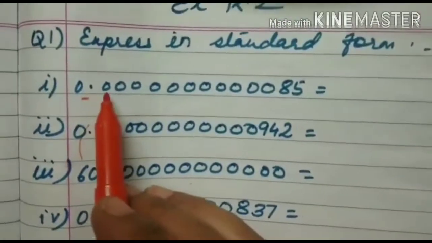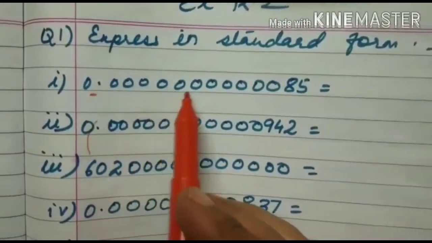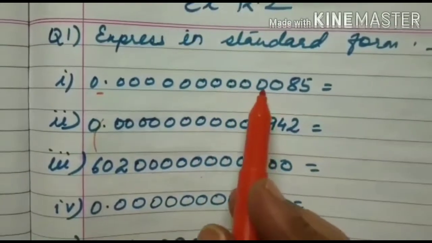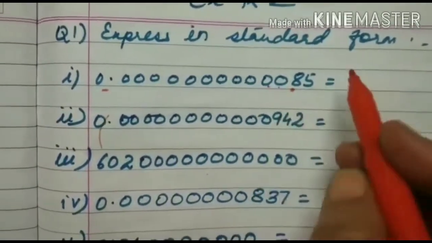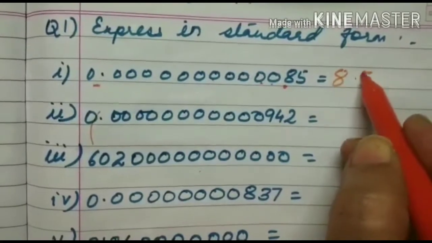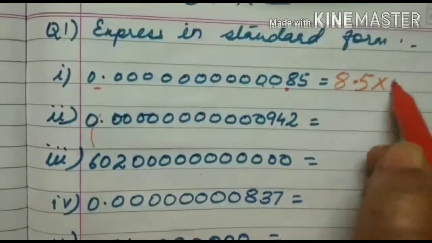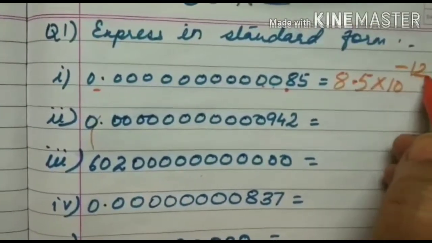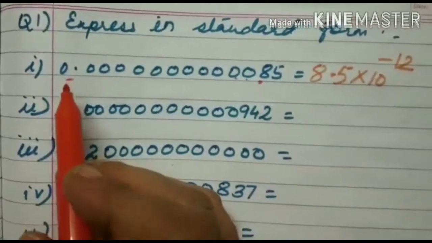So we'll count 1, 2, 3, 4, 5, 6, 7, 8, 9, 10, 11 and 12. So we'll write it as 8.5 into 10 raised to minus 12, negative because it is starting from point.